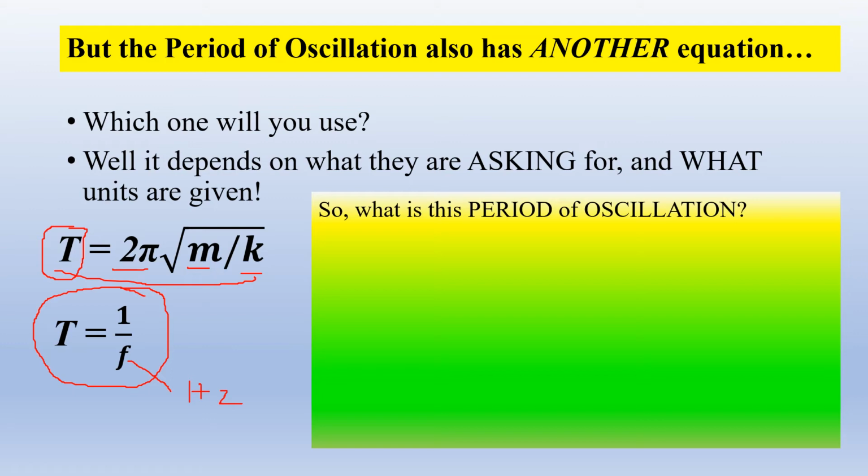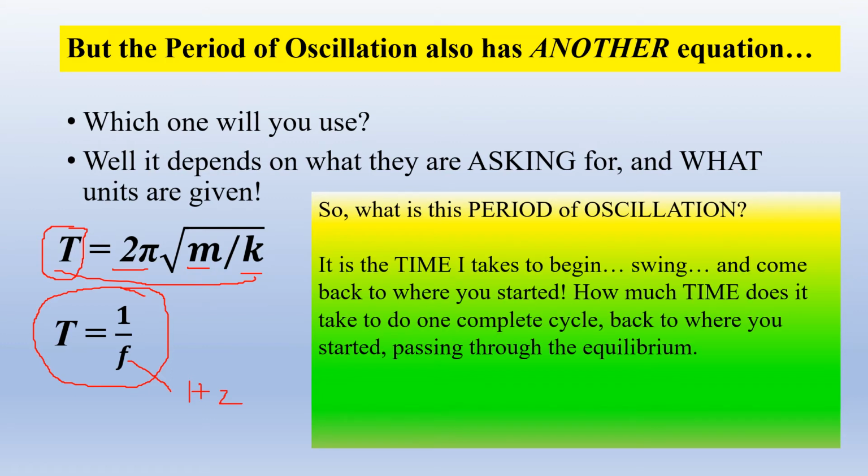So what is this period of oscillation that I keep talking about? Well, it's the time it takes to begin to swing back and forth, and come back to where you started. How much time it takes to make one complete cycle of back and forth, that is your period. So if your equilibrium line is here, and this is where I start, what is one cycle? One cycle is completely stretched, then passing equilibrium and being completely compressed, and then back to where you started.